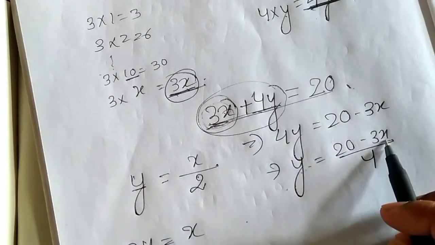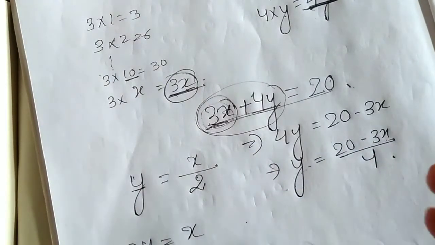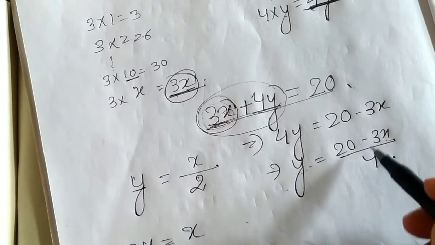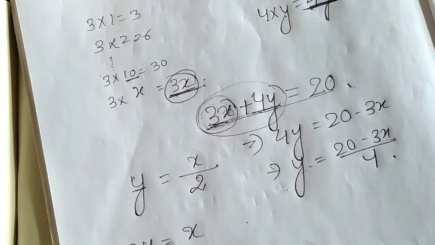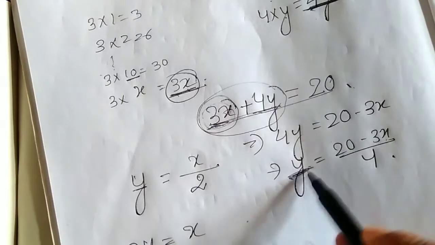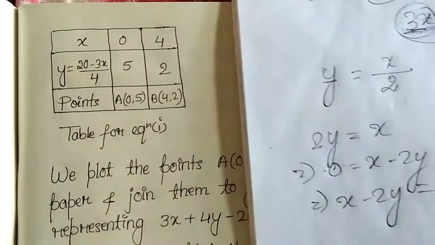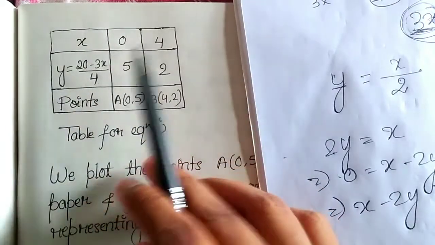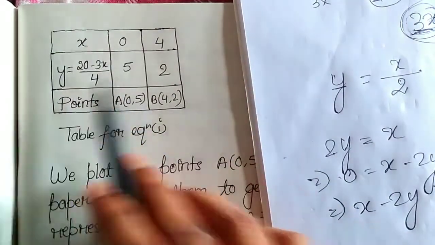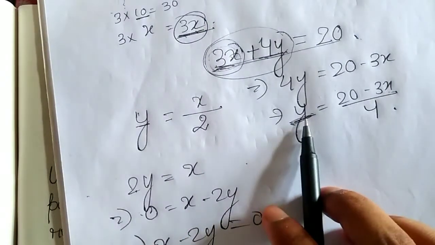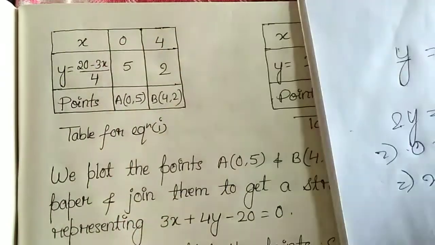You have to take such values of x which will give you a whole number value for y, not a fraction, because if you take a fraction it will be difficult for you to solve it or to plot it on the graph paper. So it's recommended to take values which will give a whole number value to y. So here I have already considered this table. Here you write x, and after working out the value of y, you put it here.